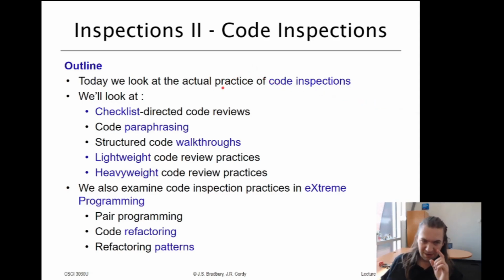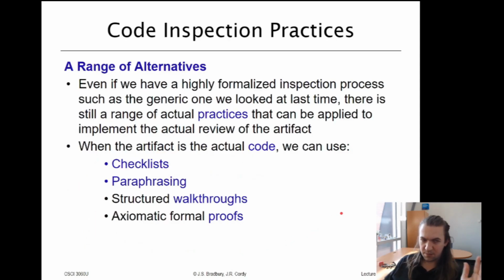So we're going to look at actually doing code inspections. Last class we talked about it in a very formal sense. In reality, a lot of code inspection is not done in a formal way, but needs to be done in some form. So we're going to look at a few different ways that it's handled, including checklists, paraphrasing, walkthroughs, different practices, whether they're lightweight or heavyweight, and how this is done with extreme programming, like it is for your project. So pair programming, refactoring, and different patterns of refactoring. So let's dig in.